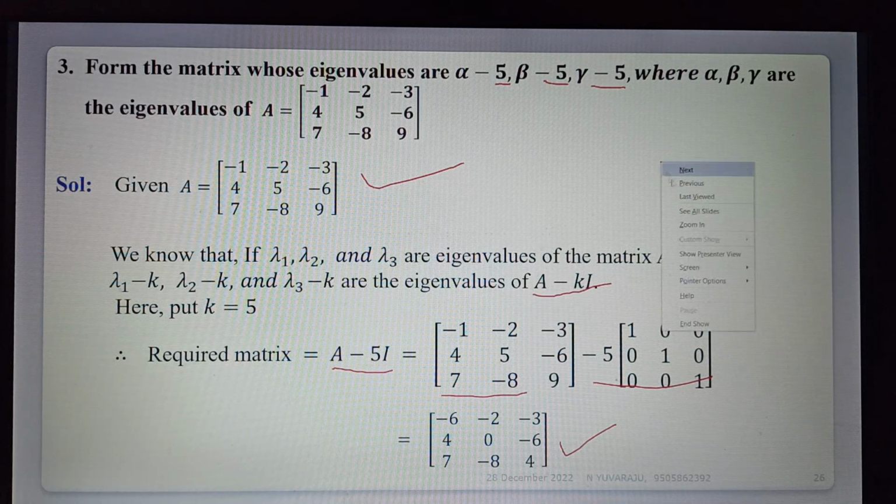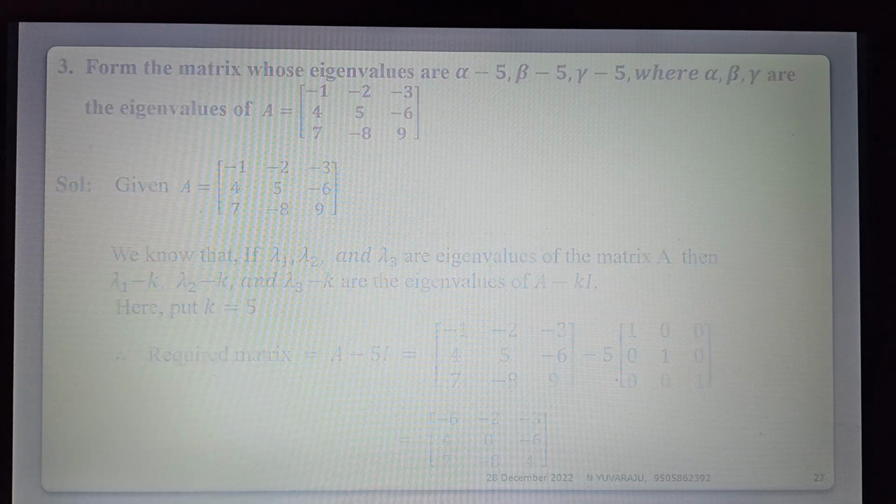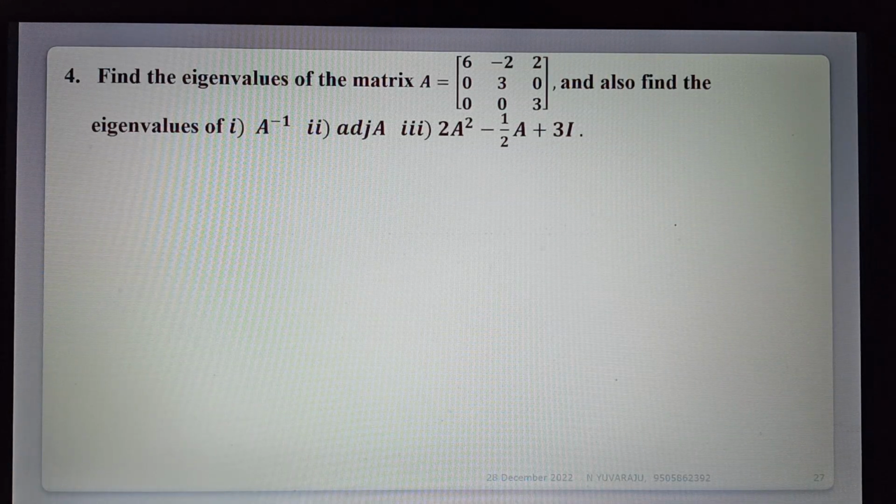Okay, so see the next question. Find the eigenvalues of the matrix A and also find the eigenvalues of A inverse, adjoint of A, 2A square minus 1 by 2A plus 3I. Okay. First of all, finding the eigenvalues of A.